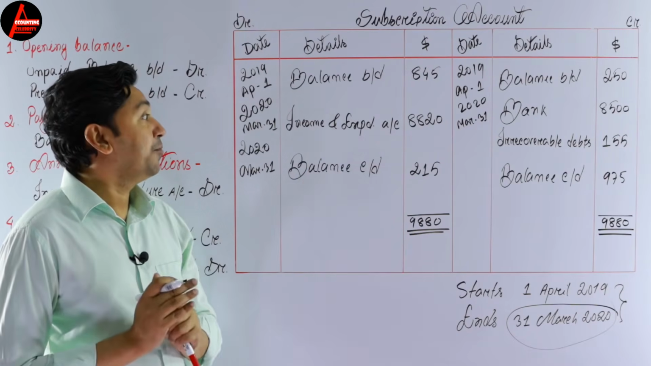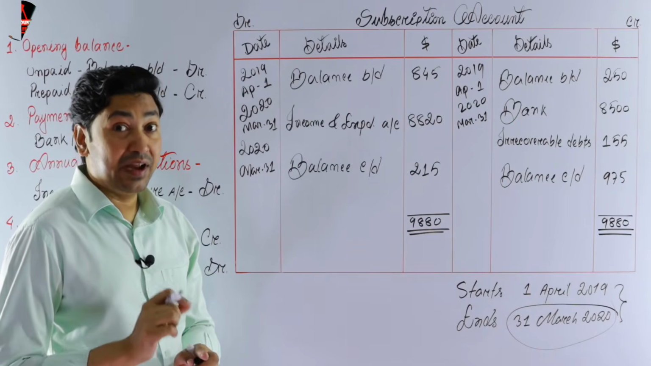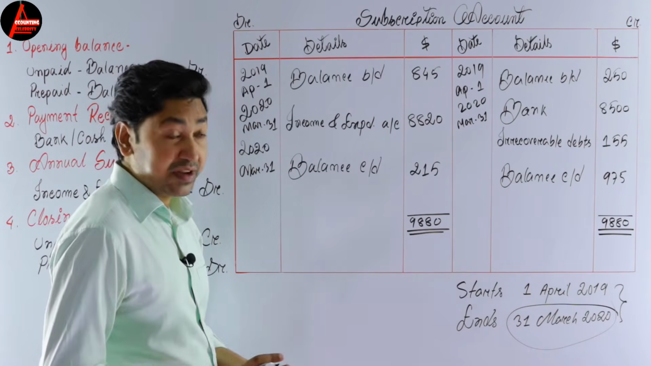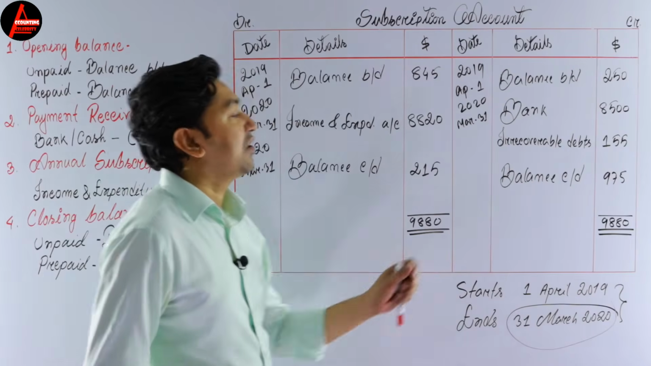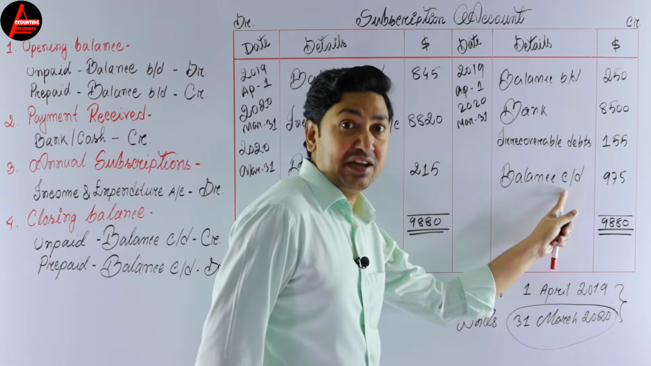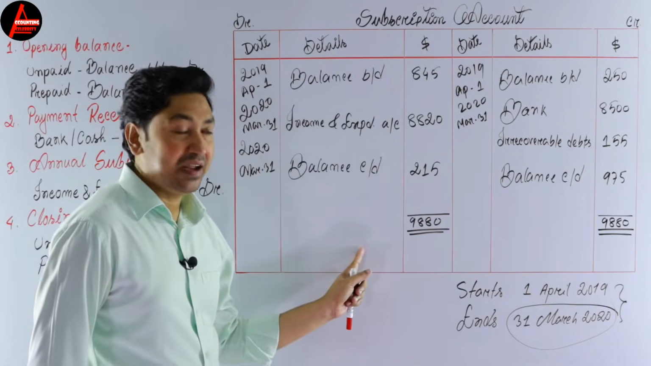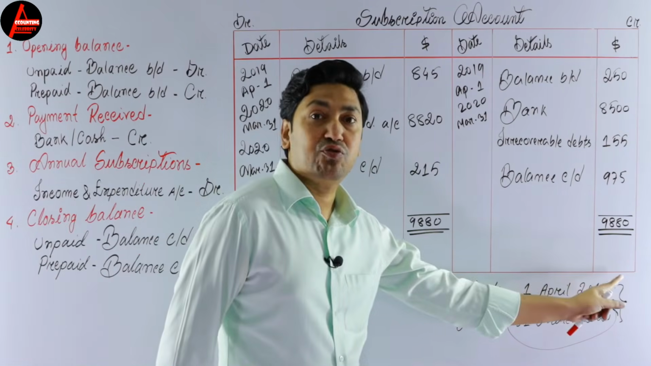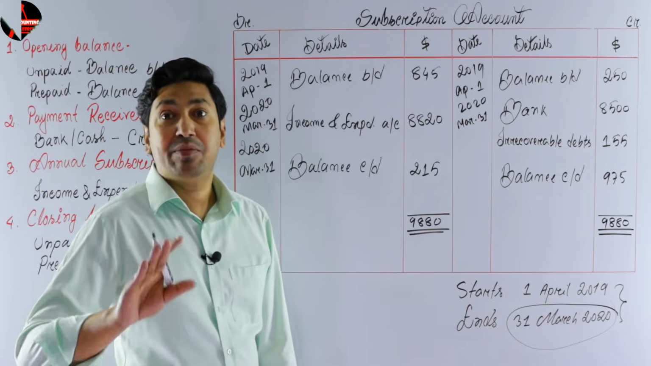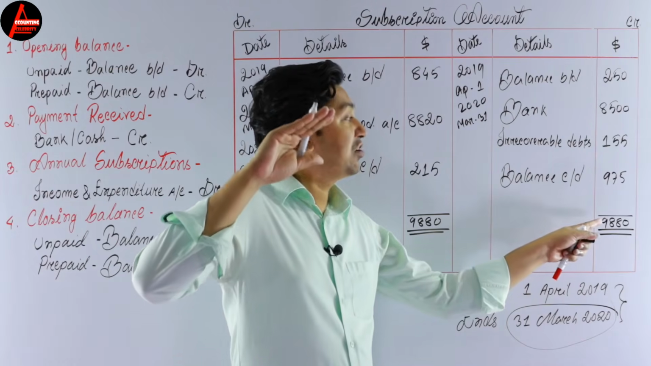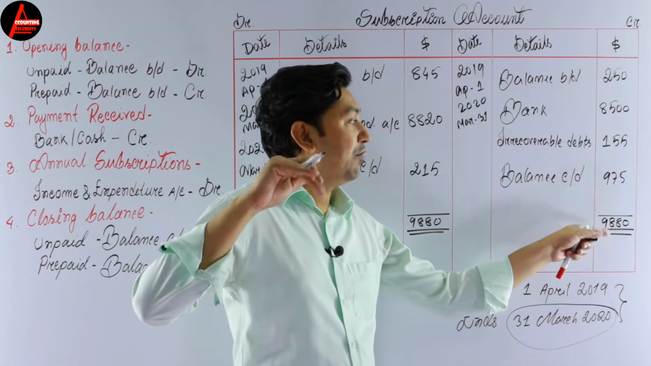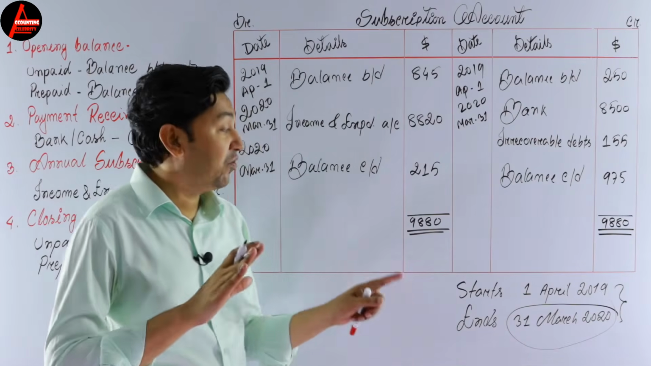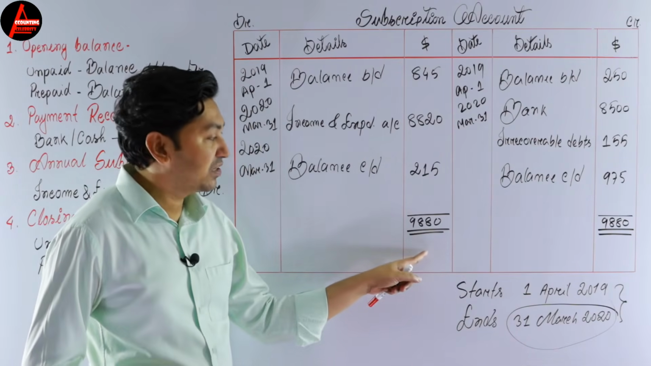Now we are required to bring down the balance. It's very simple, don't worry. So here we have balance c/d on the credit side, it will come on the debit side. Here we have balance c/d on the debit side, it will go to the credit side. But remember, balance c/d will be before the total, above the total. But balance b/d will be below the total, after the total.